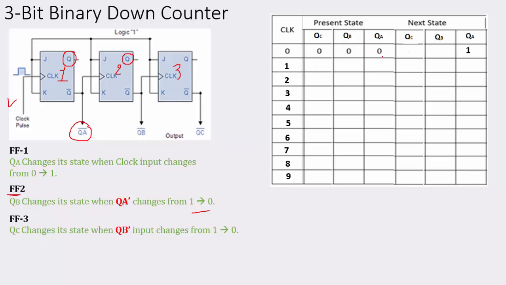Now first QA changes state from 0 to 1. Why? Because J and K are connected to logic 1, so it will be a toggle state. So 0 changes to 1. That means if QA changes from 0 to 1, QA bar will change from 1 to 0. That means this should be a negative edge of trigger. So that is my mistake over here. This should be a negative edge of trigger. Okay, now it should be clear.